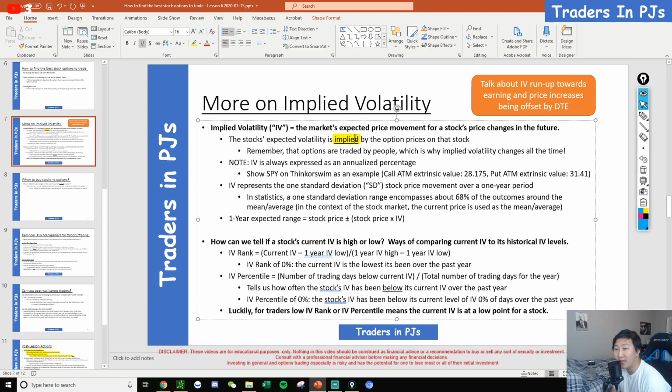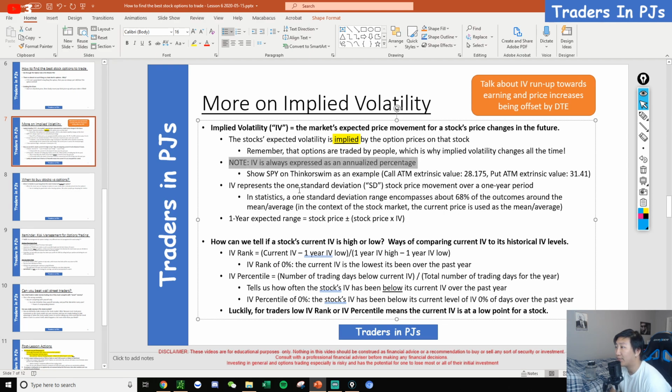So it's based on what the options are saying, and we'll go through a real example in a little bit. And remember that options are traded by real people, which is why volatility changes all the time, because stock option prices are changing all the time, right? It's not done by a computer. These are done by real traders. And so IV is always expressed as an annual percentage or a 1 year percentage.